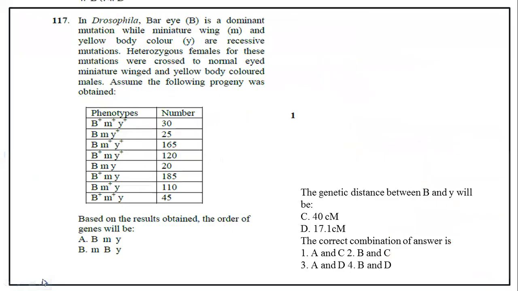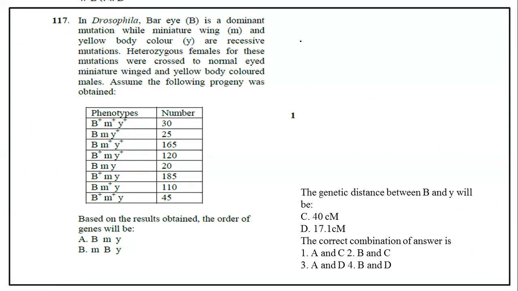Next question. In Drosophila, Bar is a dominant mutation, while miniature wings and yellow color are recessive. These three genes are given. That's called 3-point mapping, and previously you have seen 2-point mapping. So here, B, M, Y.